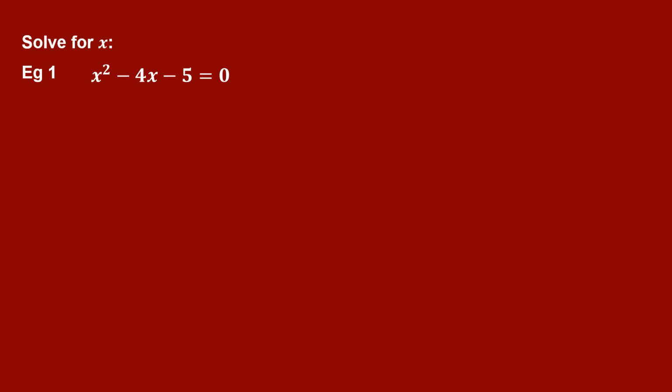In example 1, we've got the trinomial x squared minus 4x minus 5 is equal to 0. I've chosen a trinomial that we can factorize, so I can just show you that the quadratic formula does work, but it is quite a bit longer.